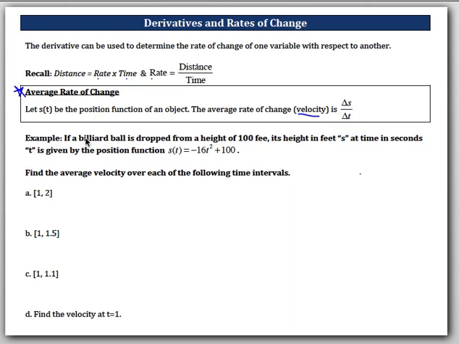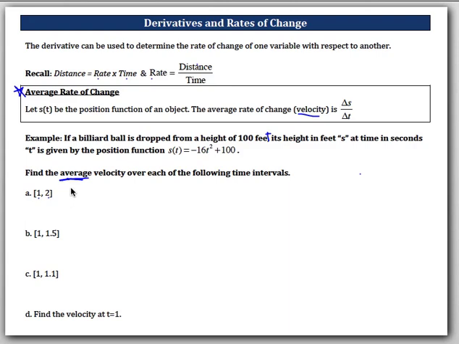All right, so an example. If a billiard ball is dropped from a height of 100 feet, its height in feet s at time in seconds t is given by the position function s of t equals -16t squared plus 100. So this tells us how high the billiard ball is at a specific time t. Now we want to find the average velocity over each of the following time intervals. So this goes from time equals 1 second to time equals 2 seconds. So an entire second elapses. We want to know what was the average speed over that time.